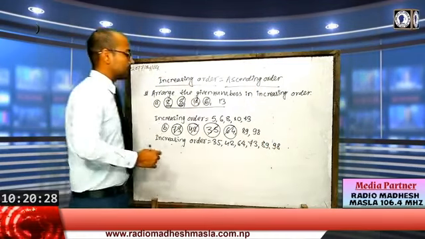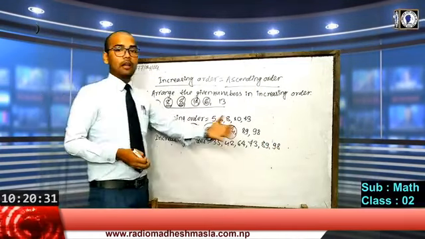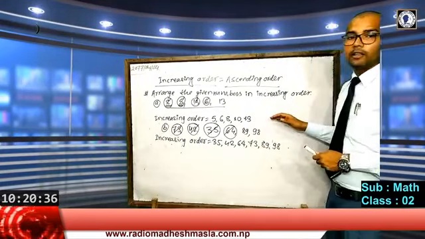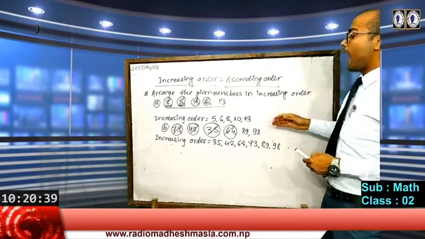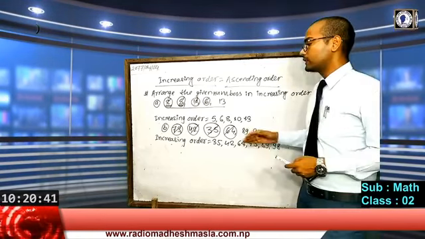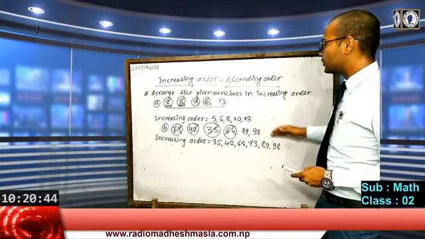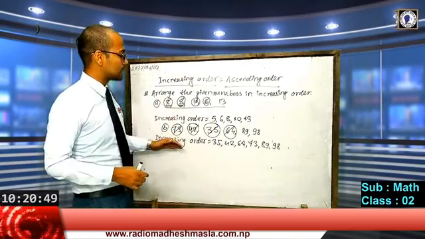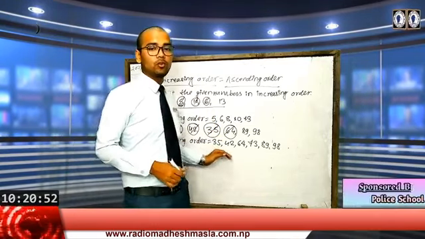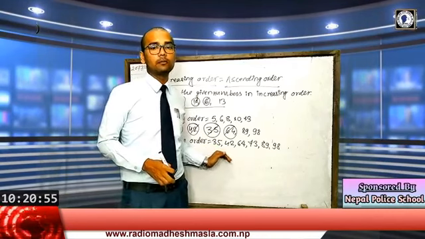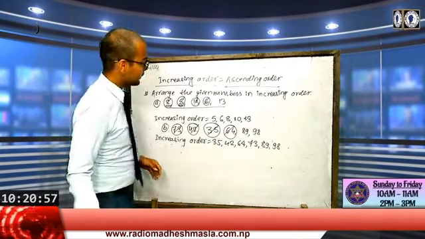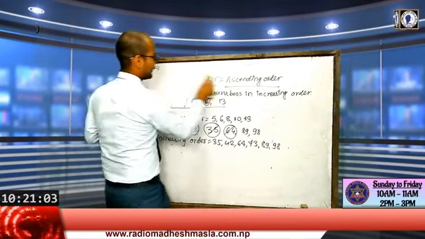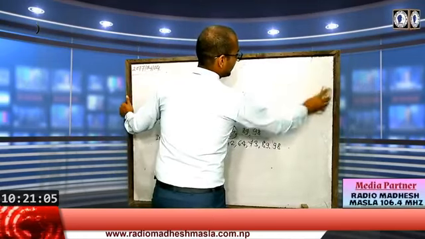So friends, whatever numbers are given, we can find the smallest or greatest number in this way, and also we can arrange the given numbers in increasing order in this way, by choosing the smallest number and continuing from smallest to greatest. Then our today's second topic that we will discuss is decreasing order.